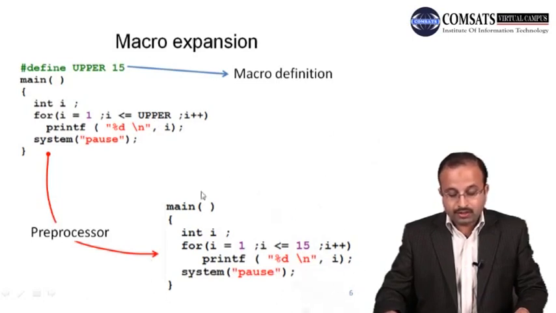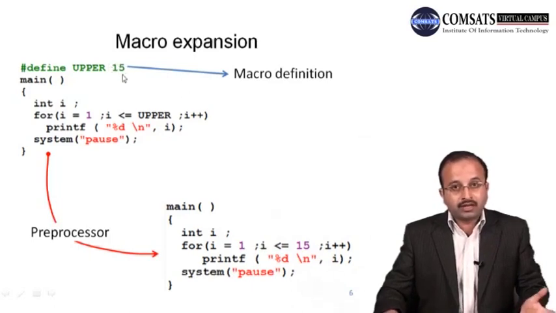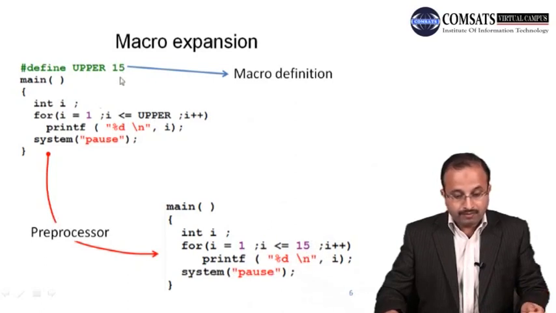There will be no preprocessor directive in this C code, right? And in this macro definition, this is a definition of a macro whose name is UPPER. This is a macro call in the source code, and what is the macro expansion? Macro expansion is the value 15. Okay, so wherever there is a macro call, the macro will be expanded in the preprocessing phase. So the expansion value is here, this value 15 is actually the macro expansion value.